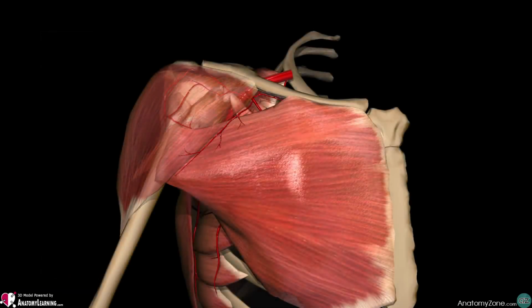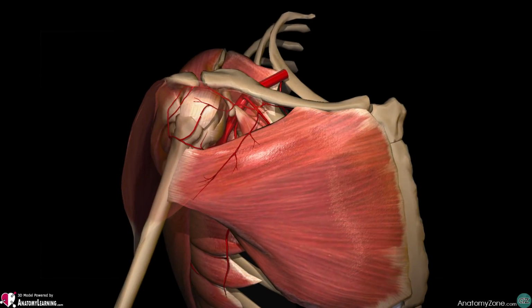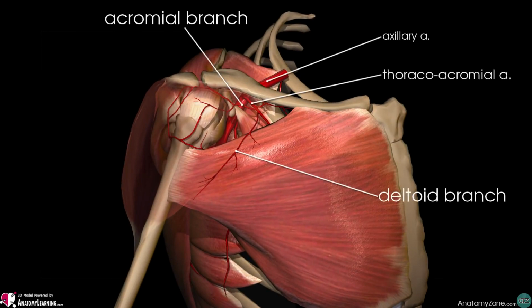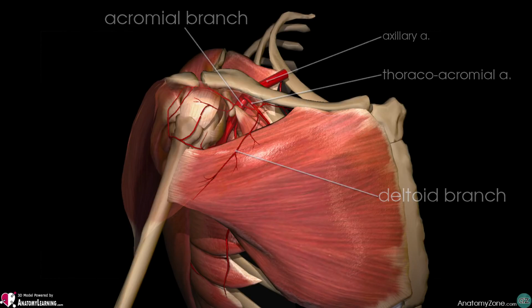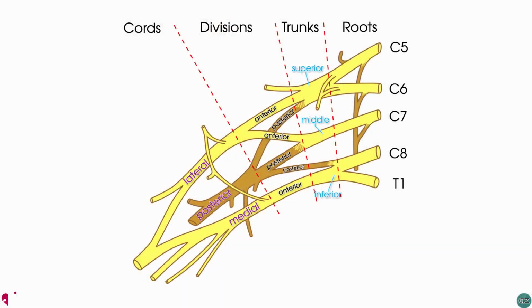The deltoid muscle receives its arterial supply via the acromial and deltoid branches of the thoracoacromial artery and the anterior and posterior circumflex humeral arteries. It also receives supply from the subscapular artery and the deltoid branch of the profunda brachii. It is innervated by the axillary nerve, which arrives from the posterior cord of the brachial plexus.